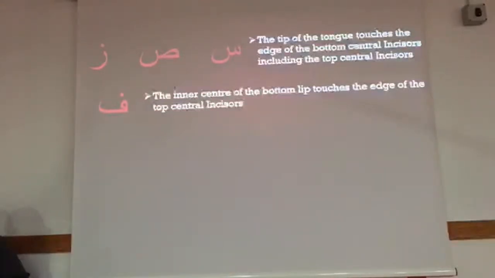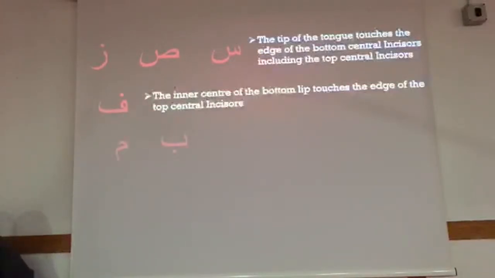So when you say it, can you see where my teeth are? It's on the middle of my bottom lip. Fa. Fa. Again, fa. If I say it wrong, you see, Mubashir is laughing because I'm saying it wrong. It's not going to be inner and it's not going to be outer. It's going to be in the middle. So fa. And is this letter smiley or heavy? Smiley, yeah? So that's where this letter comes from, when the middle of the lip touches the edge of the front two teeth.